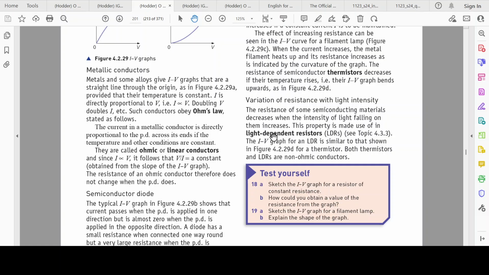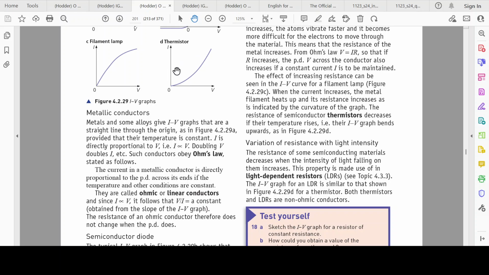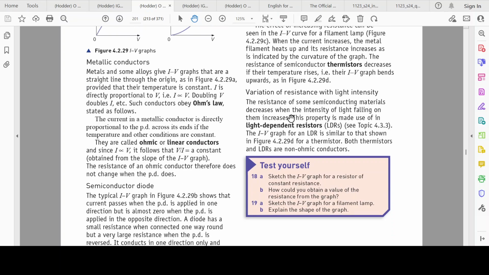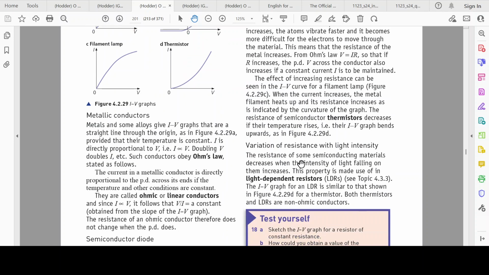And so the thermistor is an example of a case where the resistance decreases with temperature. Another case is the variation of resistance with light intensity. So those are light dependent resistors. And in this case again, the resistance decreases, and some of these materials are also semiconducting. So don't confuse them with the diode, right? The thermistor is also semiconducting. The light dependent resistor is also semiconducting, but just remember them by their name, right?